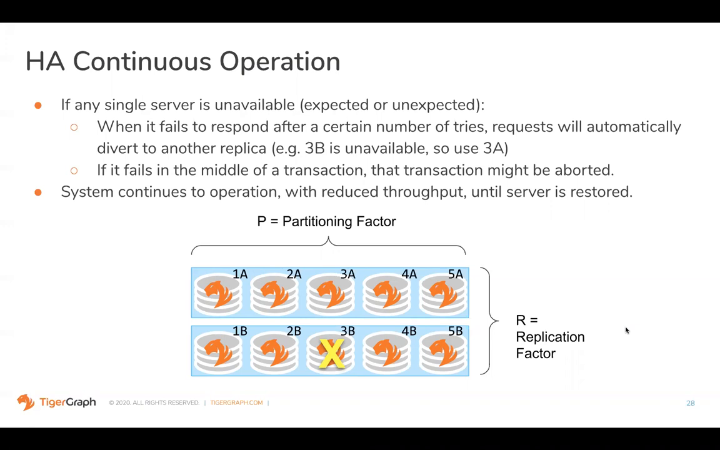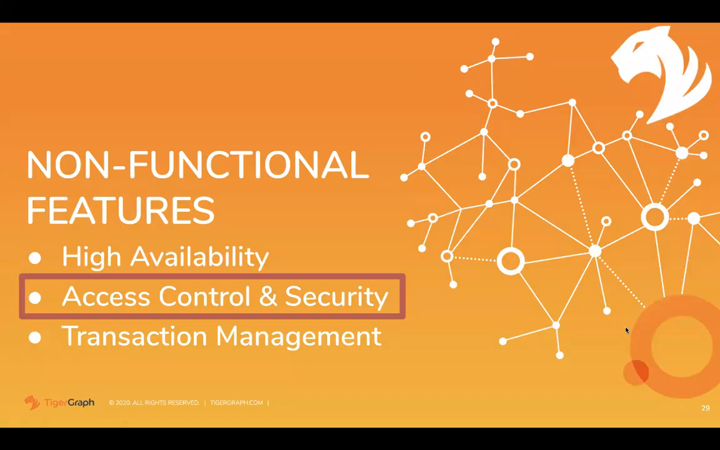If that failure happens in the middle of a transaction, probably that transaction is going to be aborted. But if a new transaction starts and it already sees that 3B is not available, it'll just work around it and go to 3A. So other subsequent transactions will run fine. So there is continuous operation. There will obviously be reduced throughput, but you won't have to go down while you're trying to make repairs or do your service work. There will be a short pause while you bring it back online, and we're working to cut down even on that time. So that is our basic story on HA.